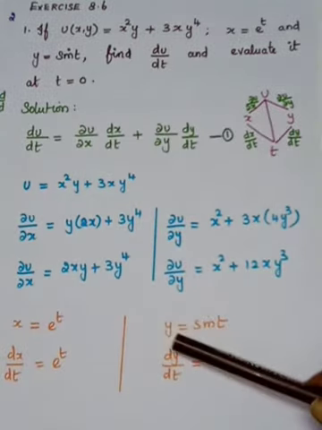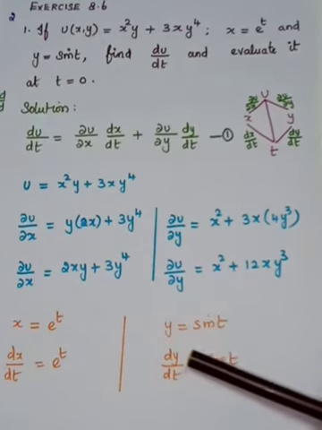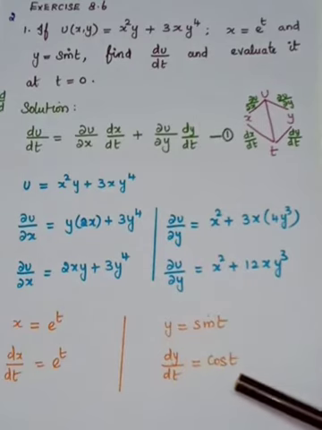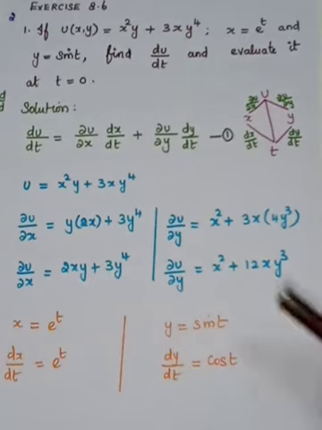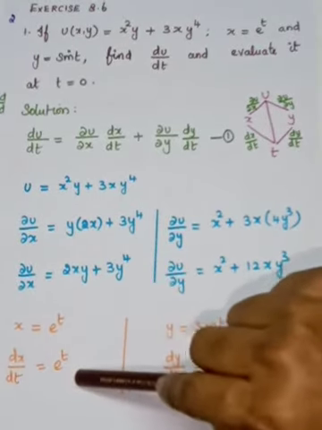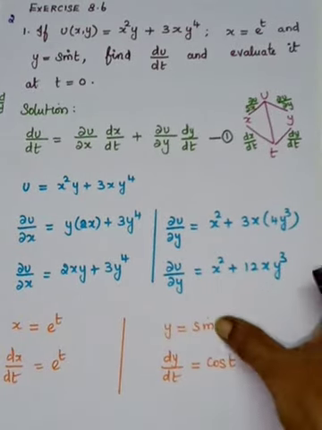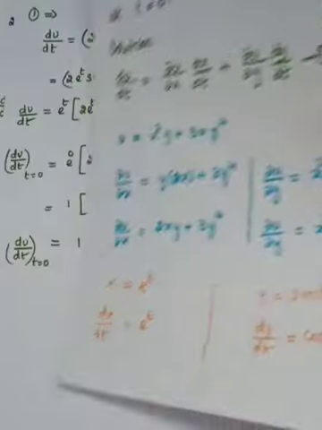In the same way, y is also a function of single variable t. y is equal to sin t. So dy by dt is equal to cos t. So we have found all the terms and you just call the formula. So du by dt is equal to dou u by dou x into dx by dt plus dou u by dou y into dy by dt. That is written here.